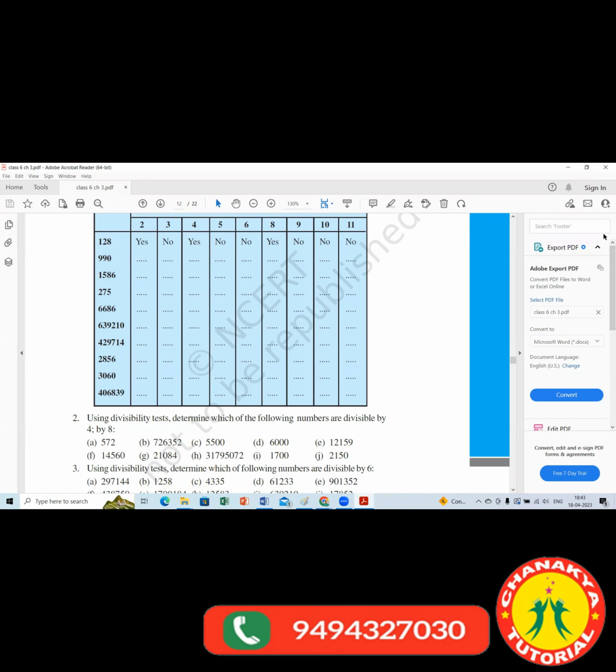What about 8? 8 means the last 3 digits, like 210, is it going in the 8 table or not? No, I think. So no. 9 means sum of the digits: 9 plus 9 is 18, 20, 21. Will 21 go in the 9 table? No. 10 table? Yes, ma'am. 11 rule, alternate digits, 6 plus 9 plus 1 is 16. 3 plus 2 plus 0. No, ma'am.